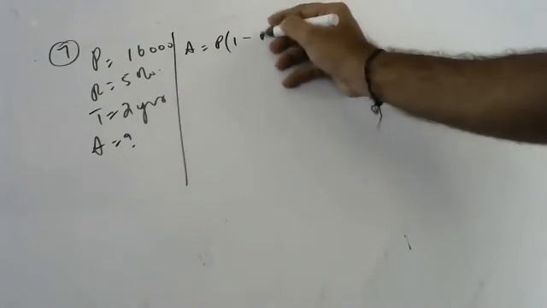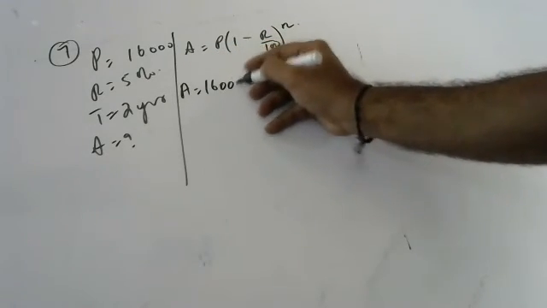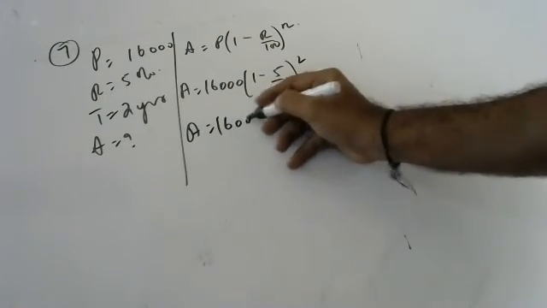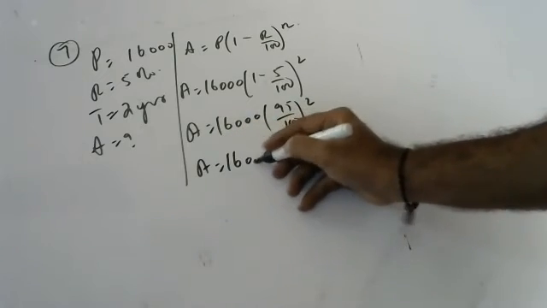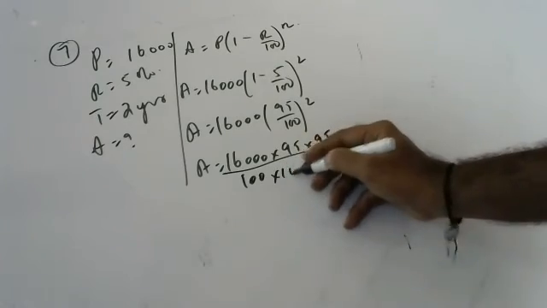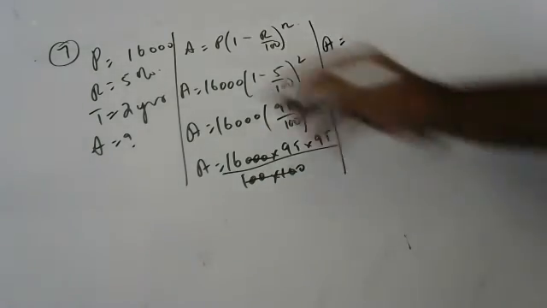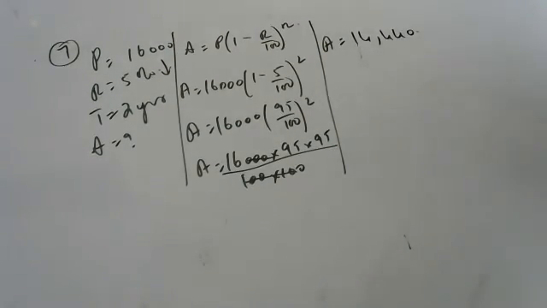Sir, amount is equal to P into (1 minus R by 100) whole to the power n. Amount is equal to 16,000 into (1 minus 5 by 100) whole square, which is 16,000 into (95 by 100) whole square, which is 16,000 into 95 into 95 divided by 100 into 100. So after 2 years, at the rate of 5% depreciation, it will become 14,440, sir. 14,440.